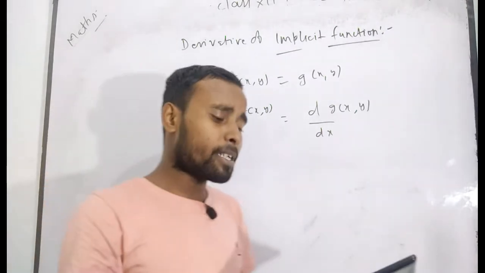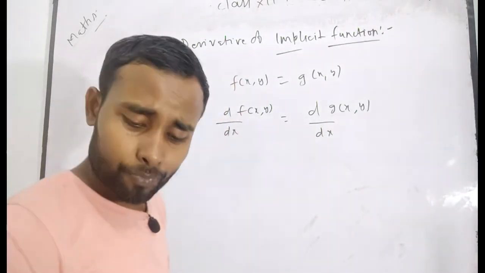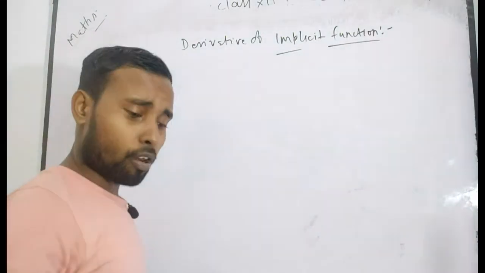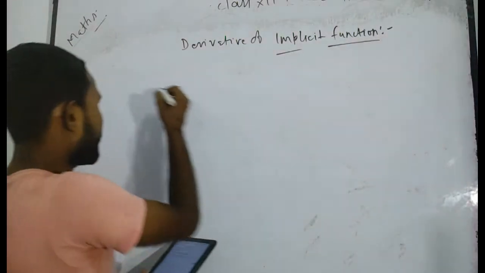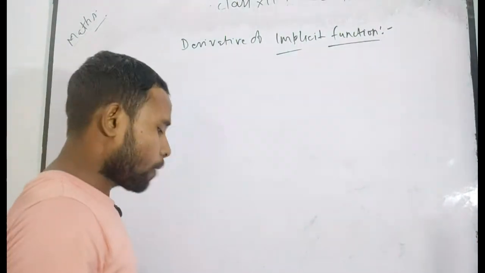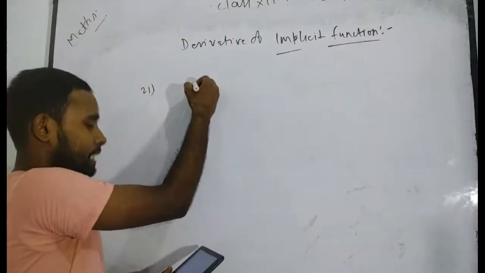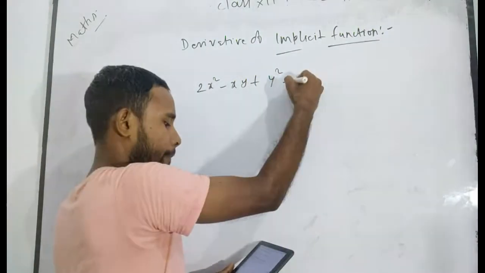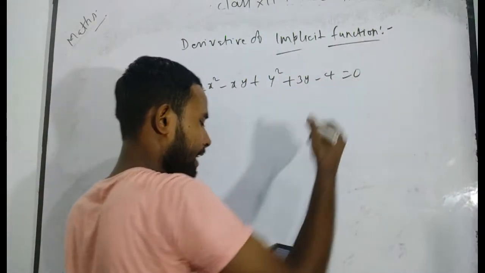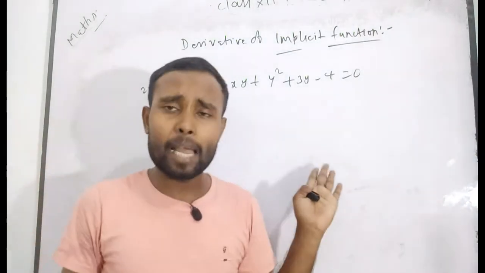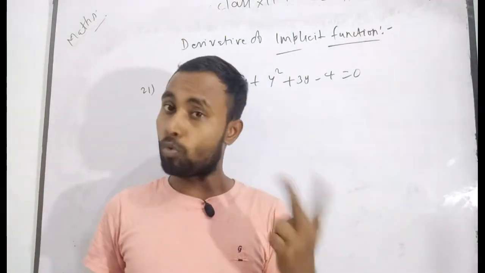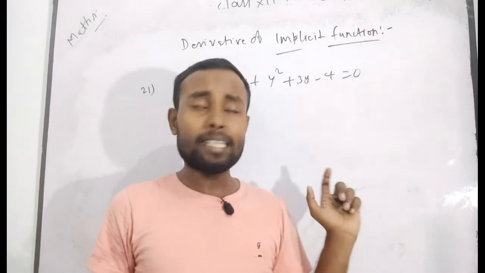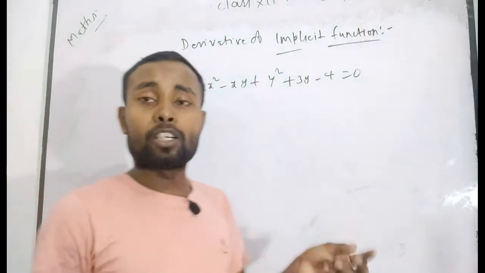Now I want to take some easy problems, some good problems involving this topic. First of all, you see question 21, which is very easy. Find dy/dx if 2x² − xy + y² + 3y − 4 = 0. Here, as I defined implicit function in terms of x and in terms of y, in this equation you have to find dy/dx.